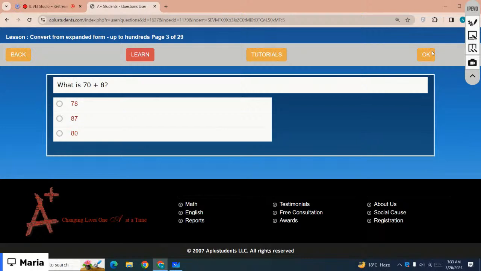What is 70 plus 8? Which is the correct option? 70 plus 8 equals 78. Option number one is the correct option, right?